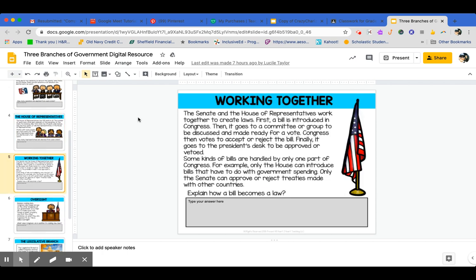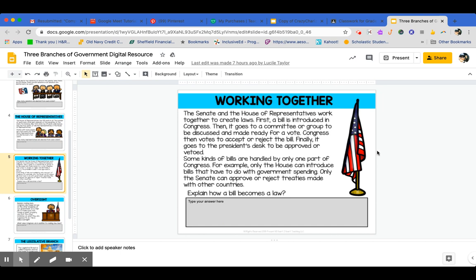Working together. The Senate and the House of Representatives work together to create laws. First, a bill is introduced in Congress. Then it goes to a committee or group to be discussed and made ready for a vote. Congress then votes to accept or reject the bill. Finally, it goes to the president's desk to be approved or vetoed. And remember, we learned last week that vetoed means rejected.